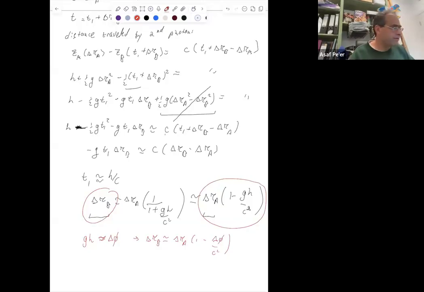Then the signal will be received quicker. And of course, the opposite is true. If the receiver is upper, outside of the gravitational potential, then the signal will be received slower. Now, this is an experimental fact that was tested first in the 1950s. That's 1959. This is the Pound-Rebka experiment.